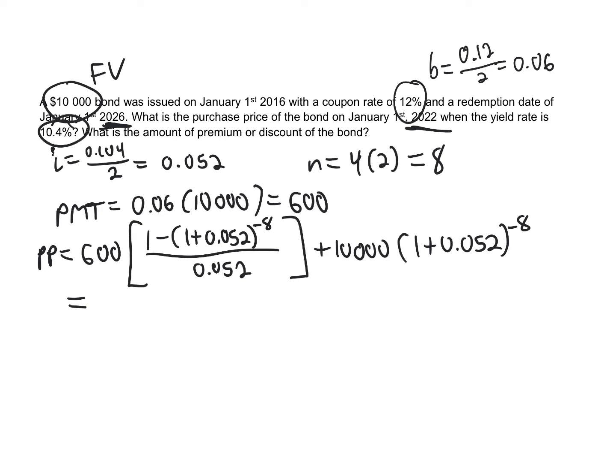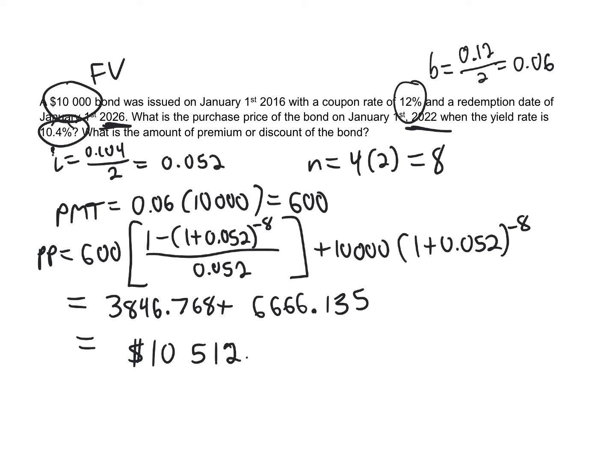Now I usually calculate each separately, so I calculate the annuity. Then I calculate the compound interest of the present value of the face value of the bond. And then I will add these together and round to the nearest hundredth. And this is my answer.